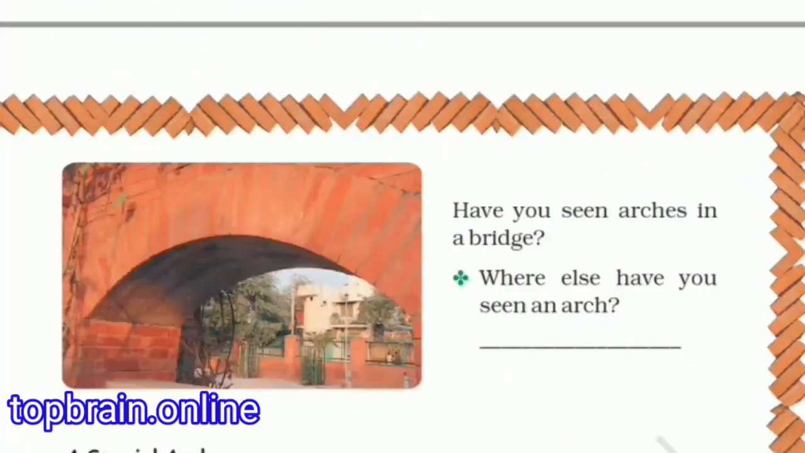Next, observe this picture. In this picture, observe this arc. This is a very beautiful arc made in a building in Orchha. Do you know where Orchha is? Orchha is situated in Madhya Pradesh. So locate Orchha in the map of India in the state Madhya Pradesh.